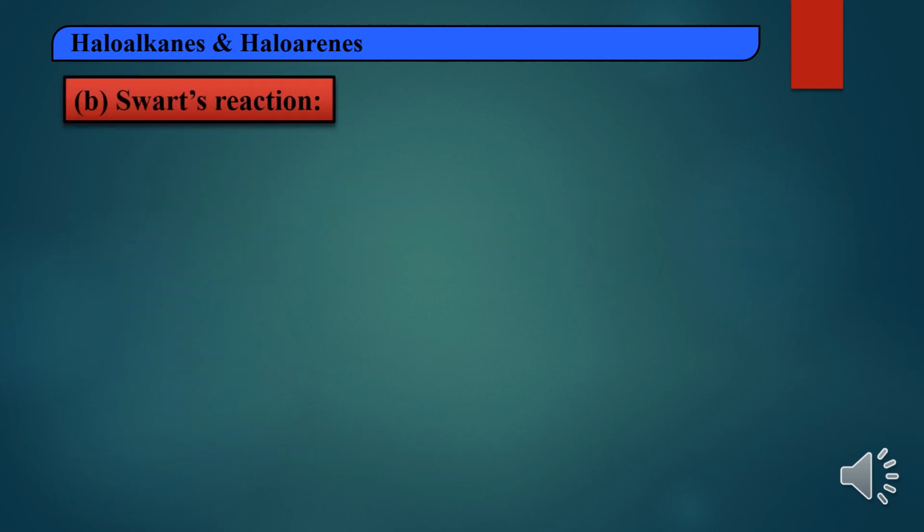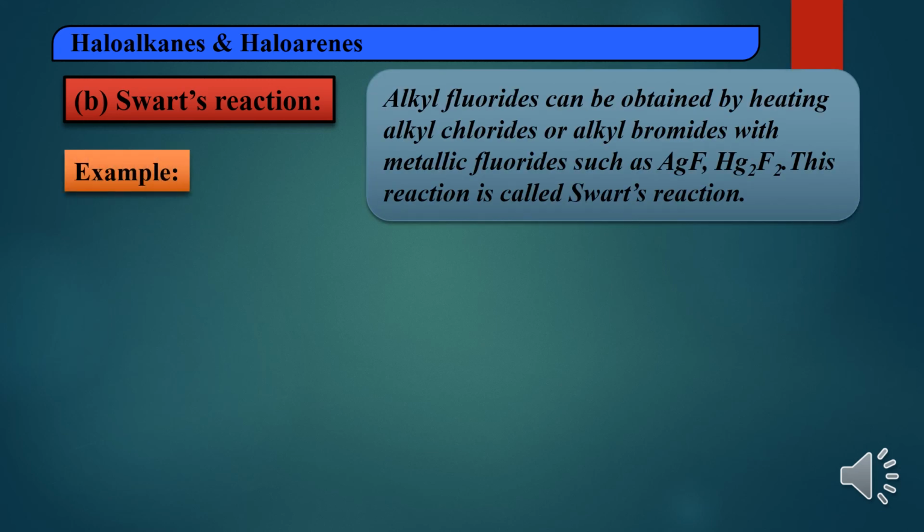Next, the Swarts reaction. Students remember the Swarts reaction. The reagents are silver fluoride, mercury fluoride, cobalt fluoride, antimony fluoride. Alkyl fluorides can be obtained by heating alkyl chlorides or alkyl bromides with metallic fluorides such as silver fluoride, mercury fluoride, cobalt fluoride. This reaction we call the Swarts reaction. Take an example: bromomethane is reacted with silver fluoride. The product obtained is methyl fluoride or fluoromethane, and silver bromide is the byproduct.